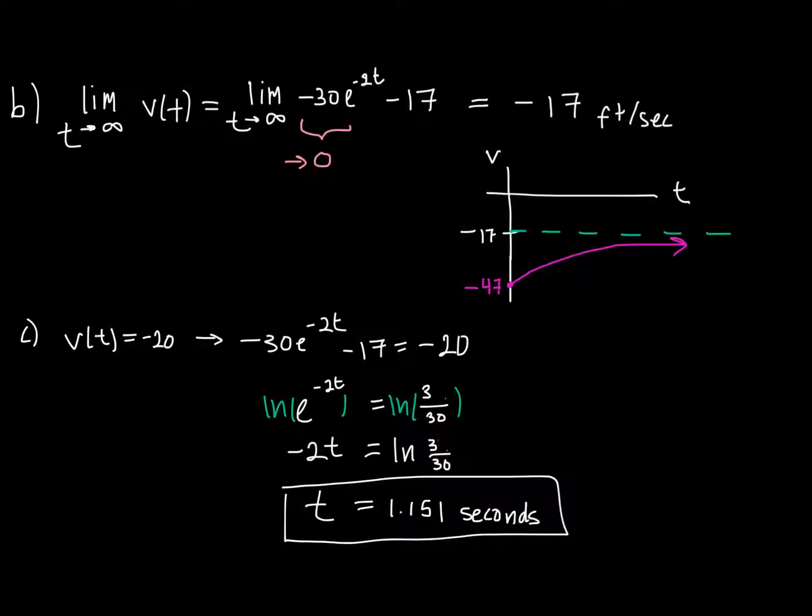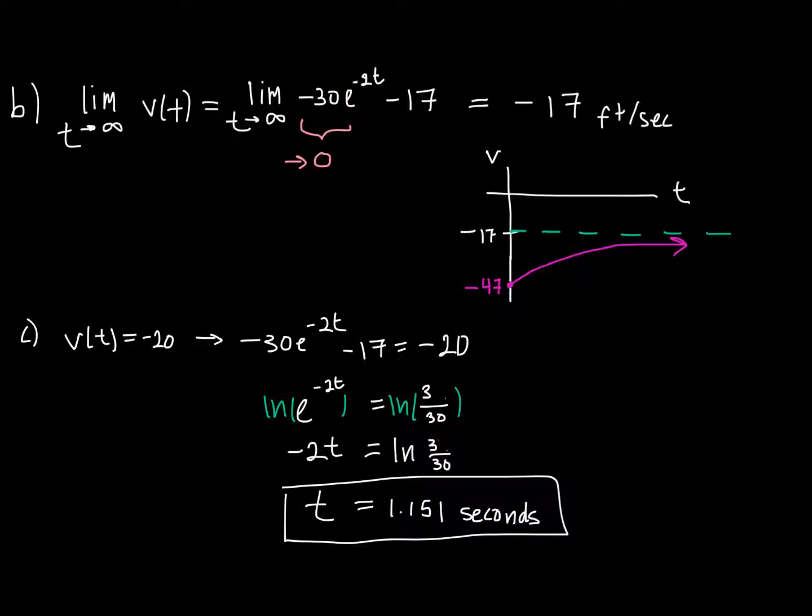Alright, so in part B we're looking for the terminal velocity, which of course would be the value of velocity as we are approaching big values of t. So we take the limit as t approaches infinity. Now, we notice that negative 30 e to the negative 2t is going to approach 0 as t approaches infinity.